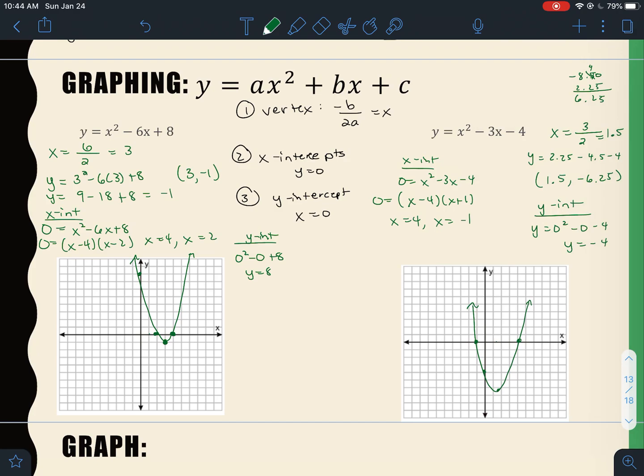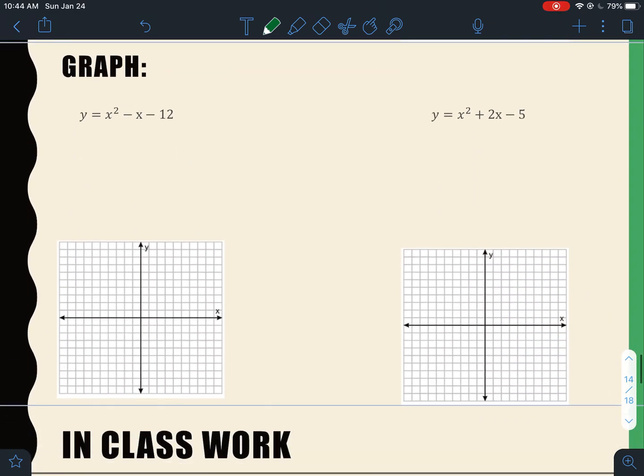All right. So why don't you guys pause the video and try and graph the following two parabolas by finding the vertex, x-intercepts, and y-intercept.